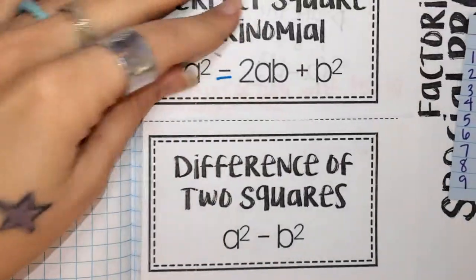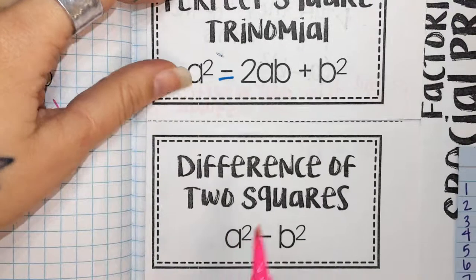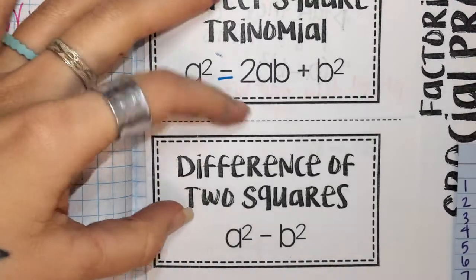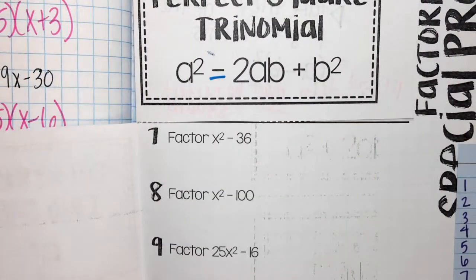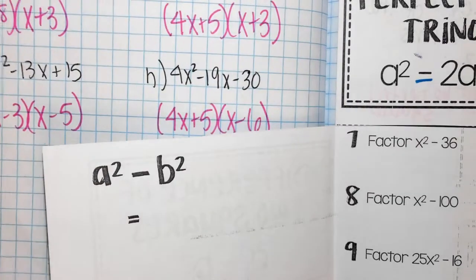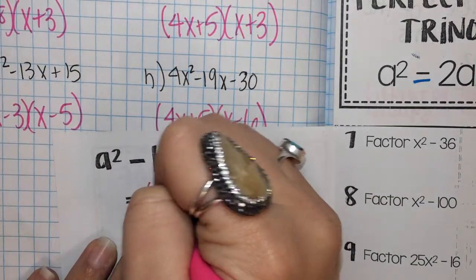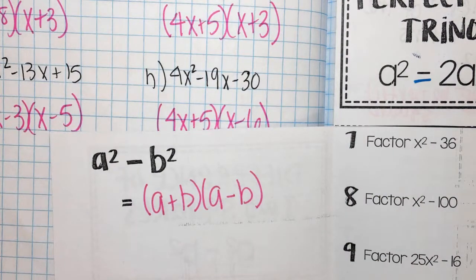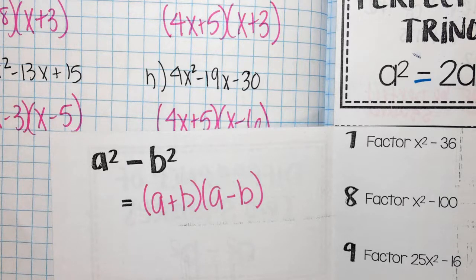Alright, so now, what is the difference in this problem than our other two problems? There's only 2 of them. Are they both perfect squares? Yes, they are. This time, you still take the square root of both of them, but you write it as a plus b times a minus b. They still have to be perfect squares, but you write a plus b and a minus b. We're ready to do these problems.